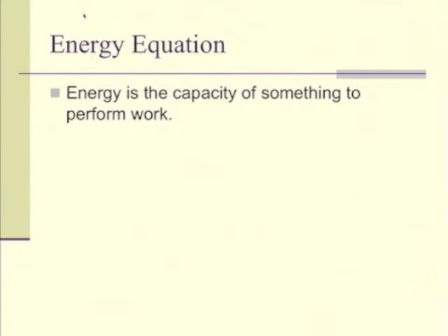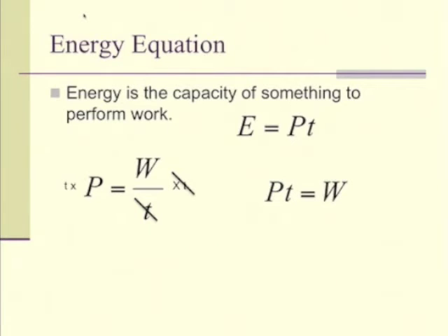Energy is also involved in this. It's the capacity of something to perform work, and my energy equation takes that power and multiplies it back by time. Remember, energy and work are very closely related. If you look at the first equation, power equals work over time, and you multiply it by time, that's going to cancel on the right. You have power times time equals work. Right above we have power times time equals energy. So remember, work and energy are very, very closely related.